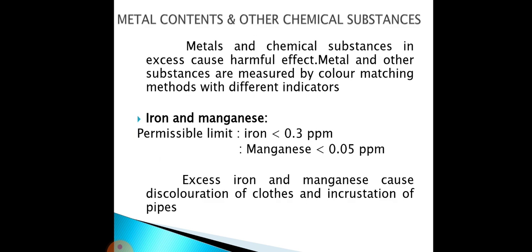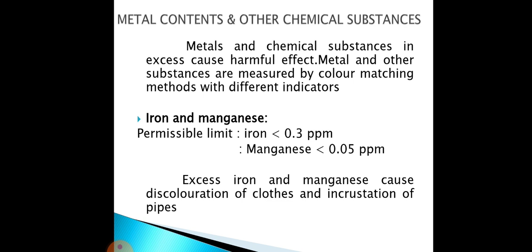Now coming to the metal contents and other chemical substances that are likely to be present in water. The presence of metals and any other chemical substance in excess can cause harmful effects when consumed. Metals and other substances are measured by color matching methods with different indicators. So we'll see each of them. Firstly, iron and manganese.